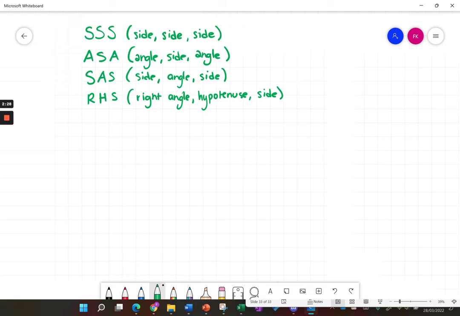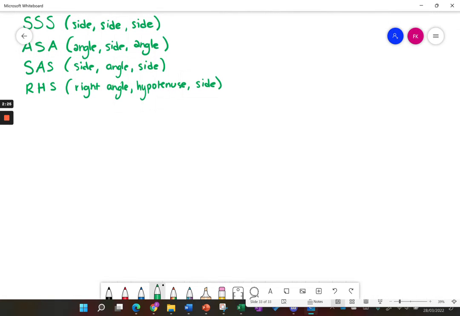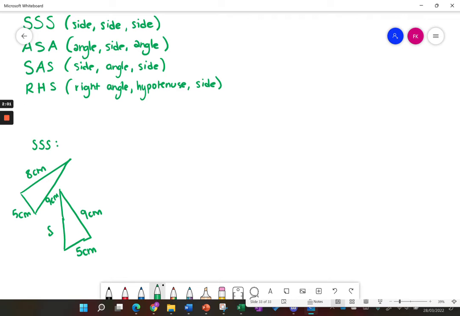So let's start with side, side, side. In an SSS triangle, you will have one triangle that might look like this and another that looks like this, and essentially all 3 sides need to be the same. So for example, 5 centimeters, 8 centimeters and 9 centimeters. This one also has 5 centimeters, 9 centimeters and 8 centimeters, and so they are congruent using the SSS rule, and that would be a reason to give in an exam as well.